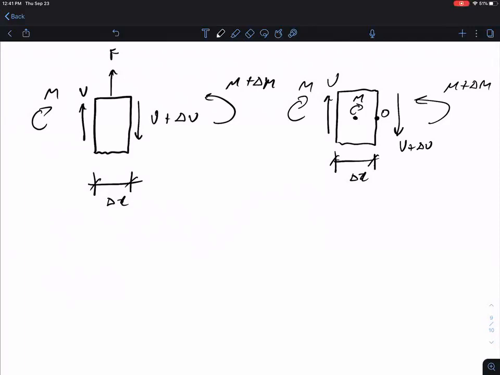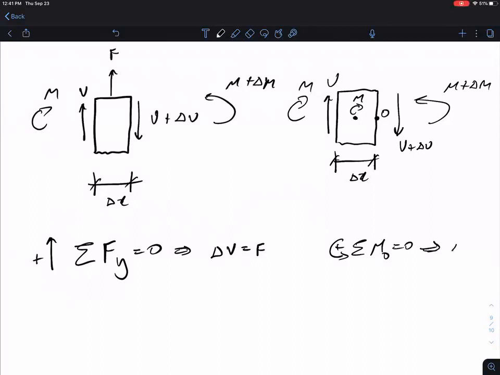We can also come to that conclusion by taking the sum of forces in the y direction for the case on the left, and that would lead us to delta V, or the change in shear force, is equal to F. And for the case on the right, if we take the sum of moments about point O, we get delta M is equal to M, where actually our applied moment, we'll call it M star, because we're already using M for the moments at the ends of the segment.